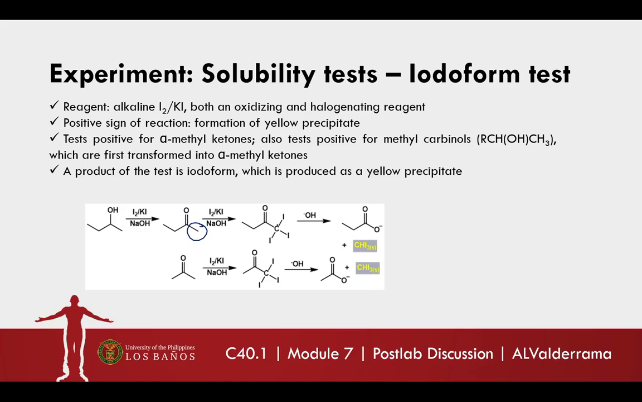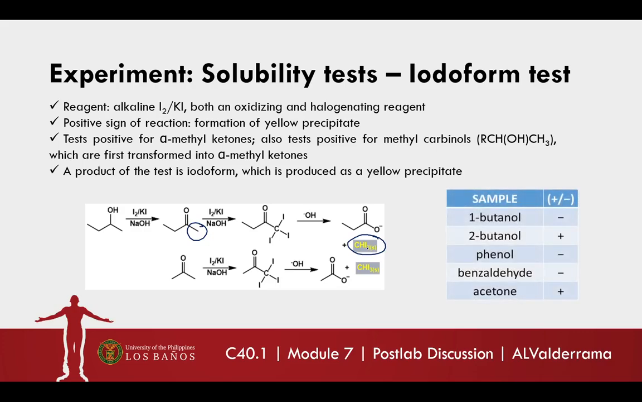further reaction produces your iodoform. Okay? And this iodoform is yellow precipitate in color. Okay? So, ang ating 2-butanol is a methyl carbonyl. Also with acetone.